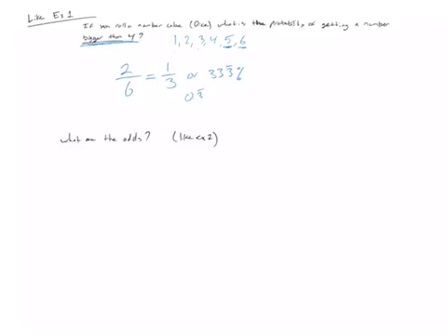So that's the probability. Now, what are the odds of rolling a number bigger than 4? Well, we already talked about that we have two favorable outcomes.